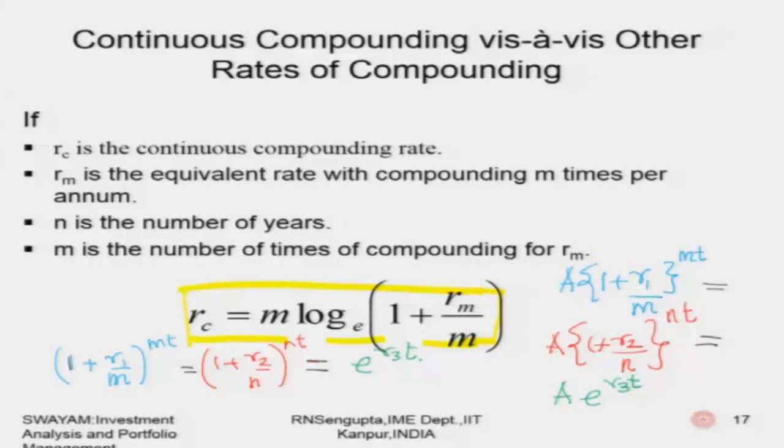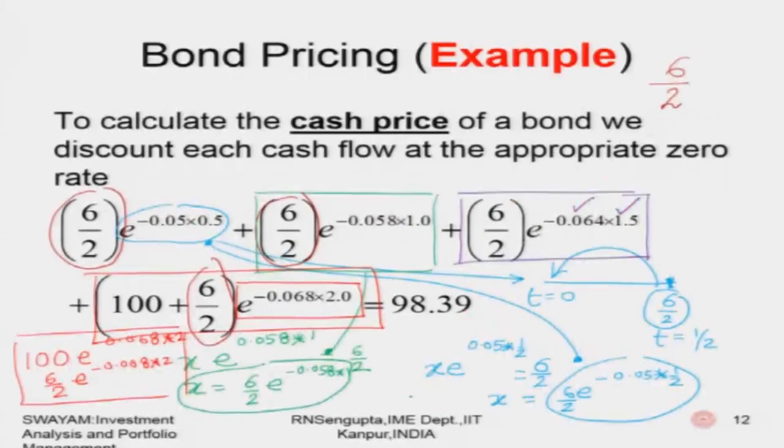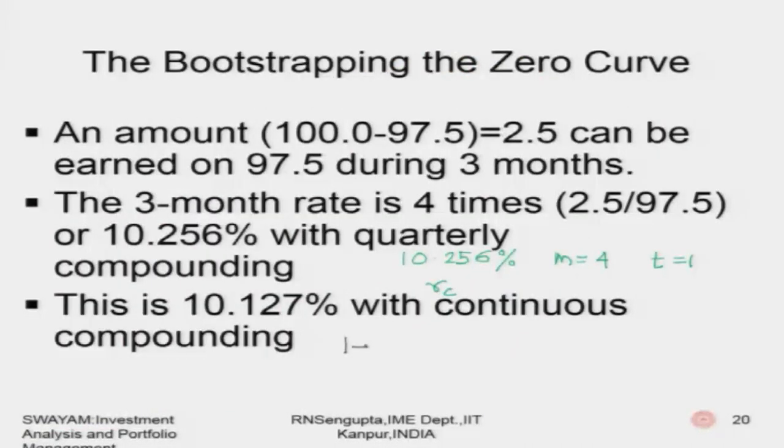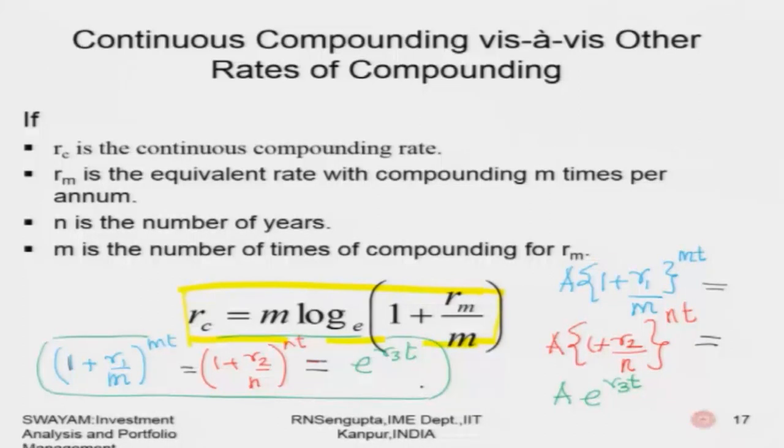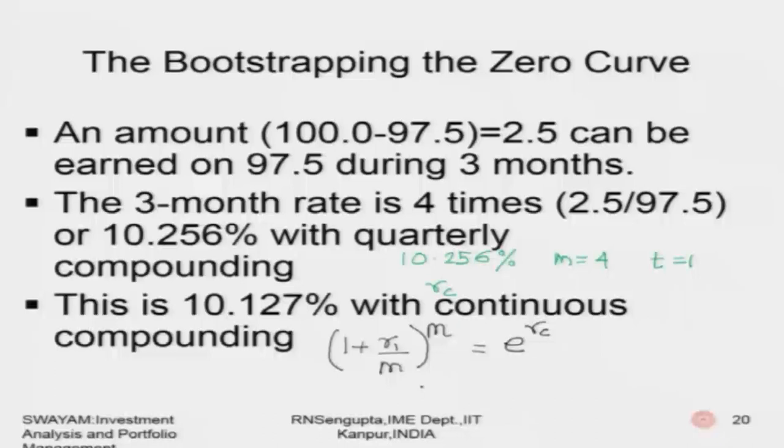So, R_C would be M into, because we are getting it from the same formula, so you need not worry, we have already understood this whole concept. Let me write this formula. I can derive it from the basic thumb rule: 1 plus R_m by m, to the power m, where T is not considered here because it is on both sides of the equation and can be ignored, equals e to the power R_c. So, it is m into the Napierian log of 1 plus R_m by m, which is equal to R_C.